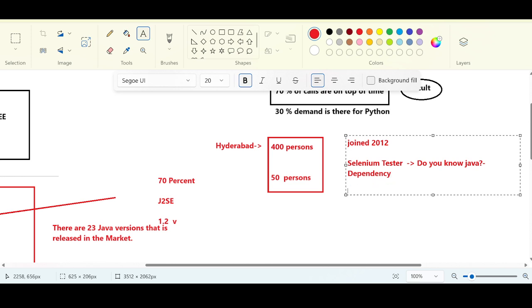Okay, I thought, Selenium is not going to suit me. Then I decided to join Hadoop. Hadoop is big data. I also invested some money for learning Hadoop. When I went and started inquiring about the Hadoop training, again I was told to learn Java. Do you know Java? In order to continue with Hadoop, you have to learn Java. Again, there is another dependency.